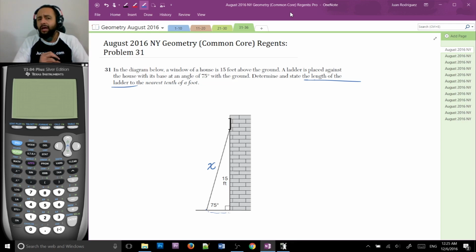Here's the problem, and it's normal to read the problem a few times. In the diagram below, a window of a house is 15 feet above the ground. Okay, that looks like it's going to be a window. A ladder is placed against the house with its base at an angle of 75 degrees with the ground. Determine and state the length of the ladder to the nearest tenth of a foot.